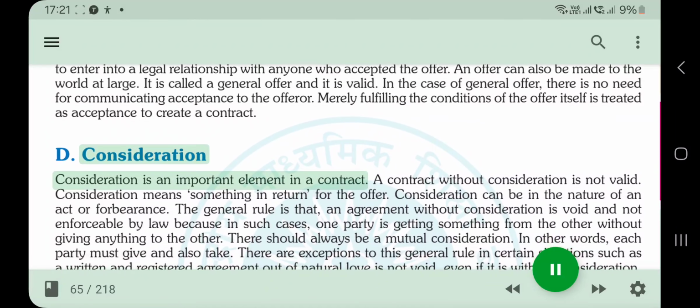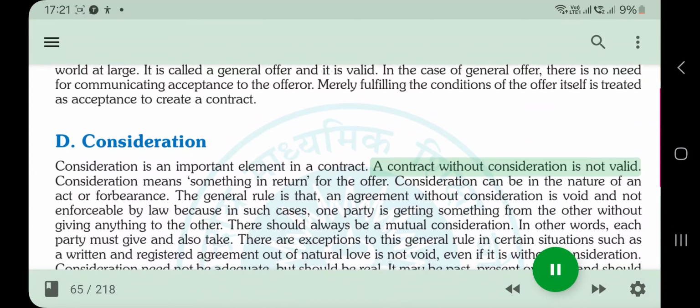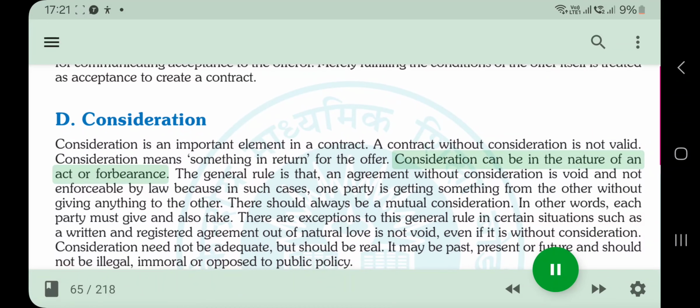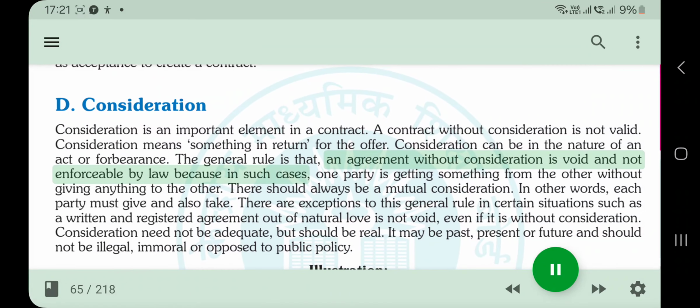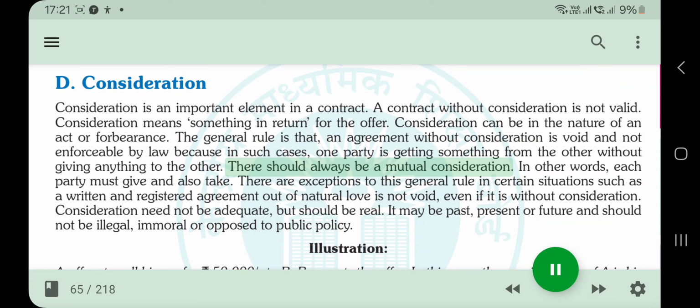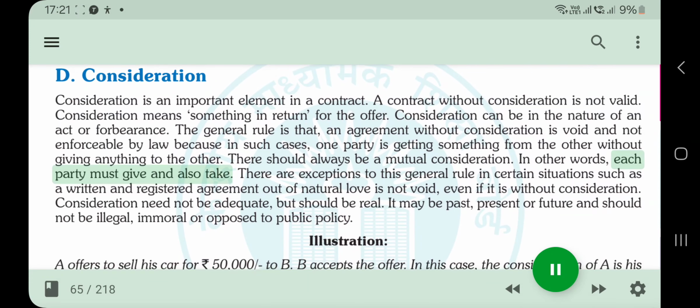D. Consideration. Consideration is an important element in a contract. A contract without consideration is not valid. Consideration means something in return for the offer. Consideration can be in the nature of an act or forbearance. The general rule is that an agreement without consideration is void and not enforceable by law because in such cases, one party is getting something from the other without giving anything to the other. There should always be a mutual consideration. In other words, each party must give and also take.